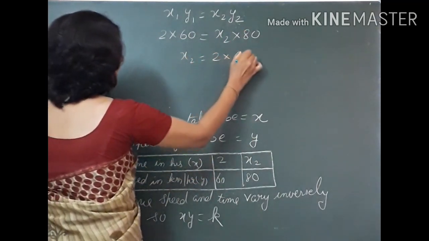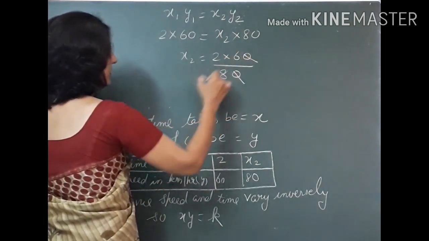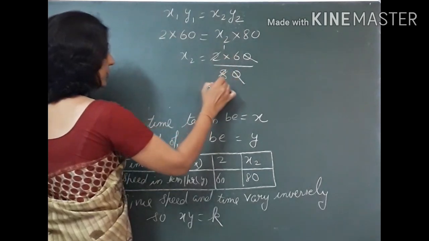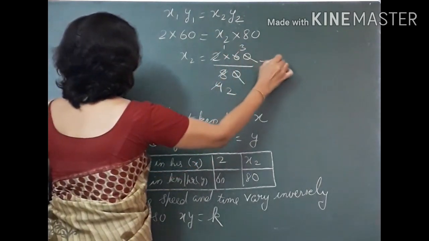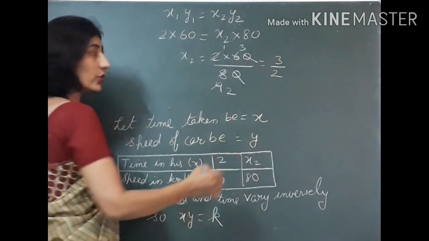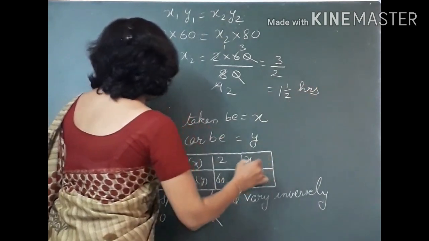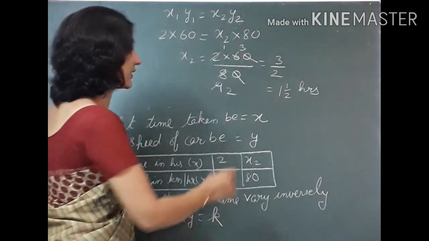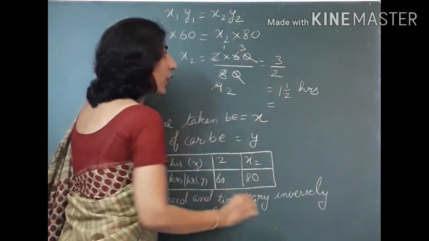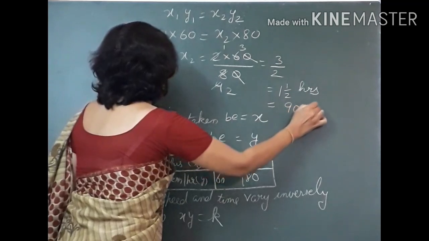2 into 60 divided by 80. Cancel. 0 will cancel with 0. 2 ones are 2, 2 fours are 8. 2 twos are 4, 2 threes are 6. So it has come to 3 by 2, or 1.5 hours. So the time taken, if the speed is 80 km per hour, will be 1.5 hours, or if you want to write it in minutes, it will be 90 minutes.